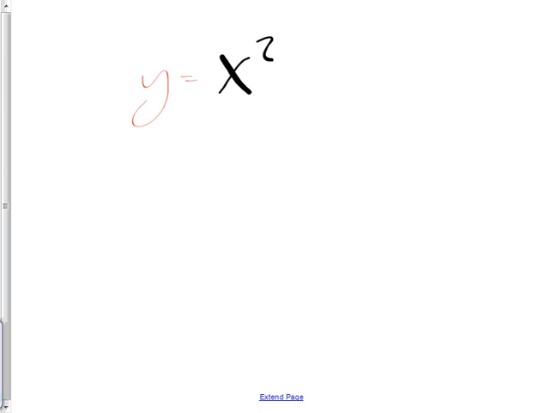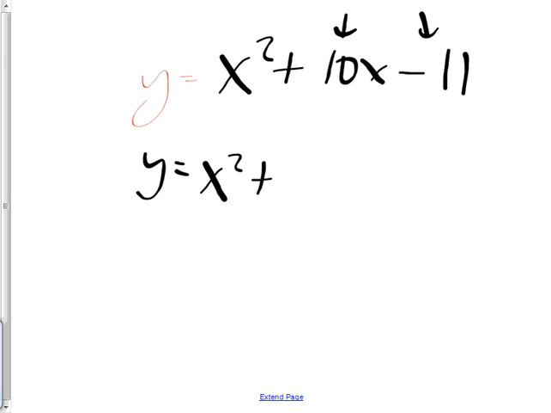If I had x squared plus 10x minus 11, do you remember how half and square helped? So you do half of 10 is what? 5 squared is what? 25, and this number right there needs to be 25. So I go like this, y equals x squared plus 10x, move the negative 11 way over there, and then put a plus 25 here and a minus 25 right next to it.